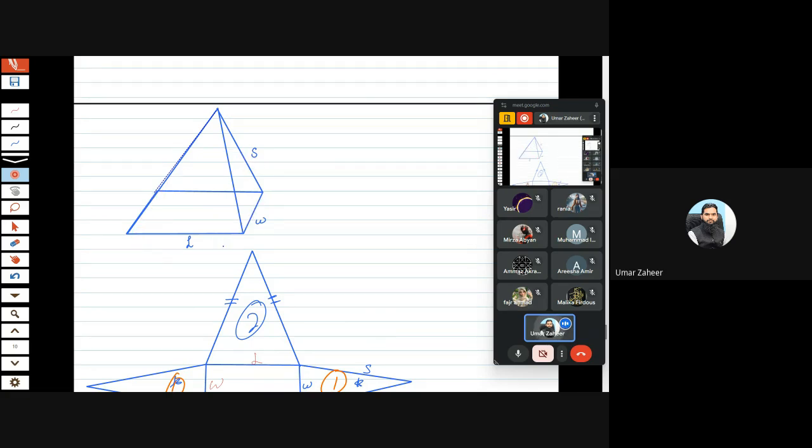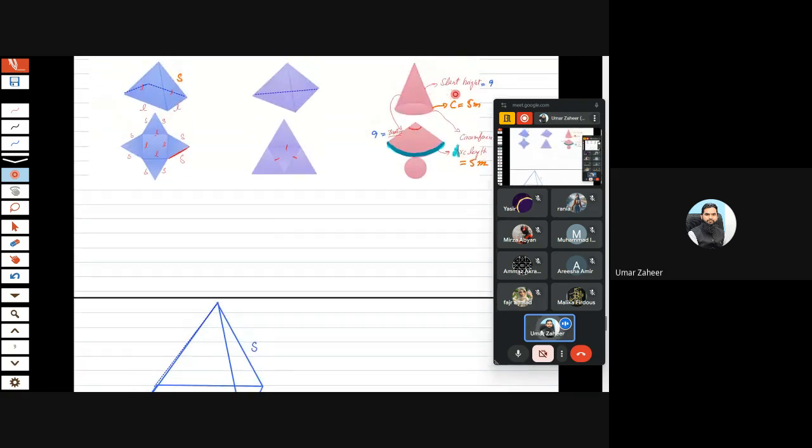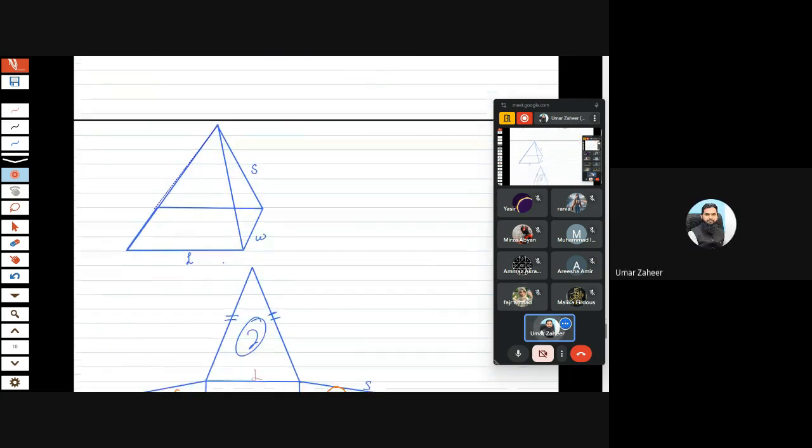In a pyramid or in a cone, you have a base area. I think you can make a connection with the volume, where we have learned that the volume is equal to base area multiplied by height, right? Yes, sir. We take the base area in the pointy shapes, means pyramid or cone.